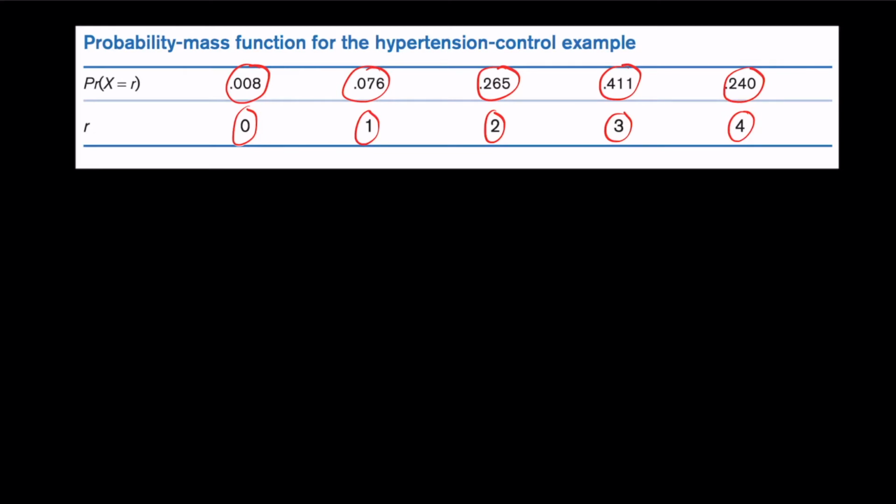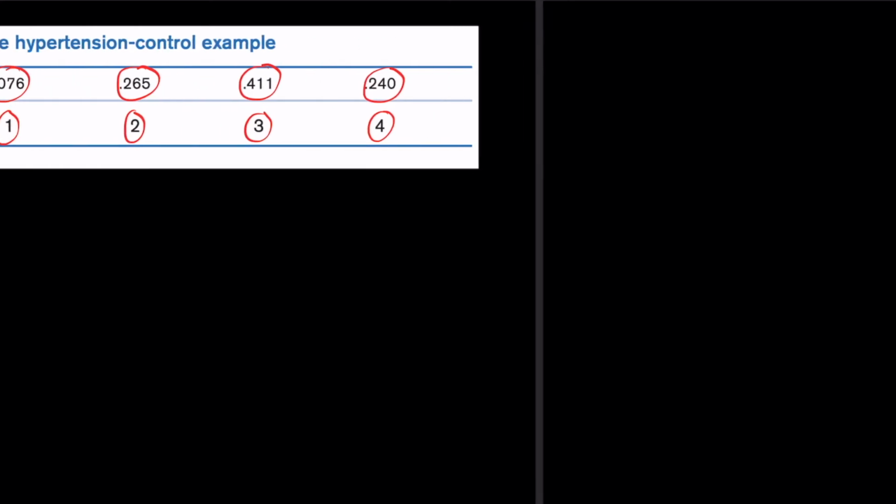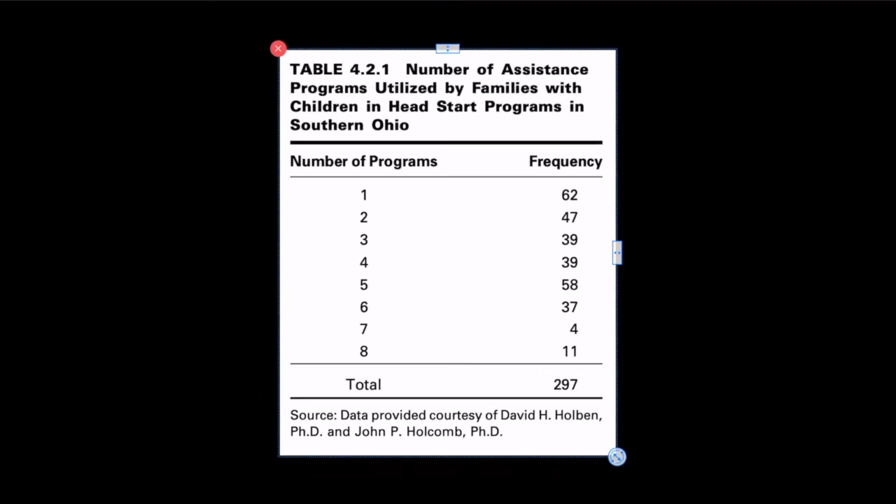So how do you create the probability mass function table? Let's take a simple example of a general probability distribution. Let's say this is a table that shows the number of assistance programs utilized by families with children in Head Start programs in Southern Ohio. Now, how do you draw the probability mass function from this?